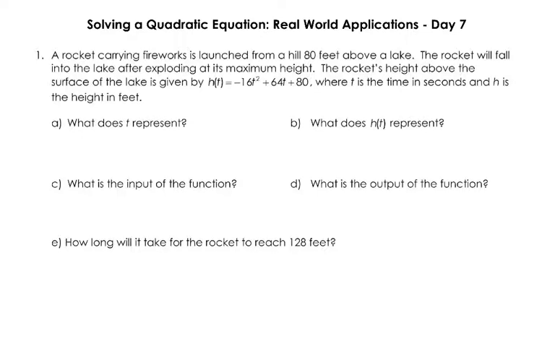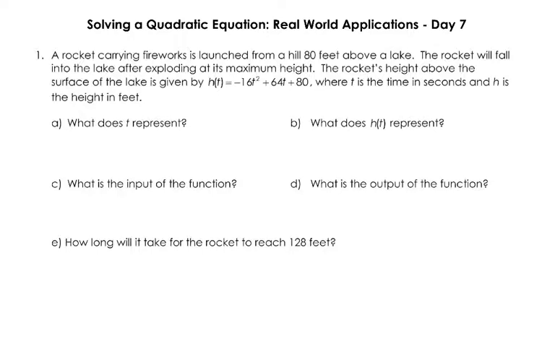A rocket carrying fireworks is launched from a hill 80 feet above a lake. The rocket will fall into the lake after exploding at its maximum height. The rocket's height above the surface of the lake is given by h of t equals negative 16t squared plus 64t plus 80, where t is the time in seconds and h is the height in feet.